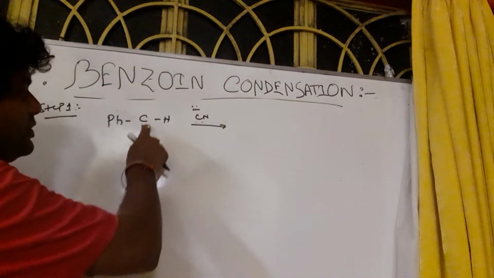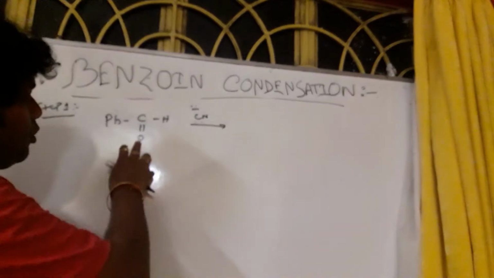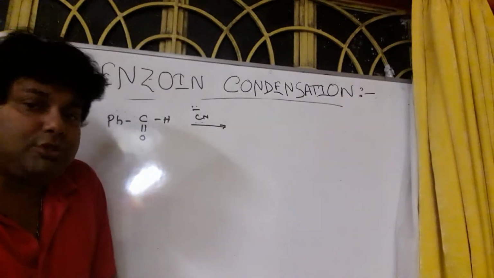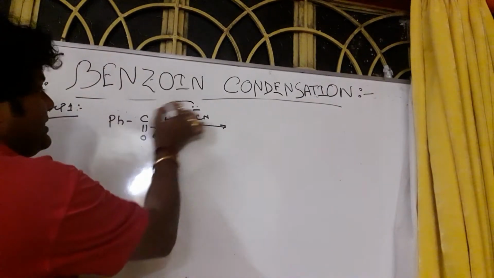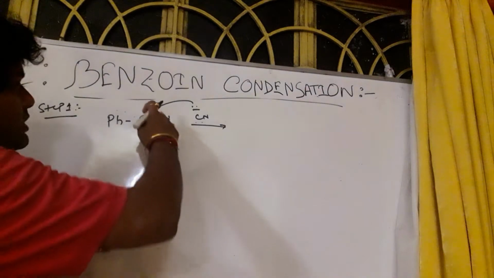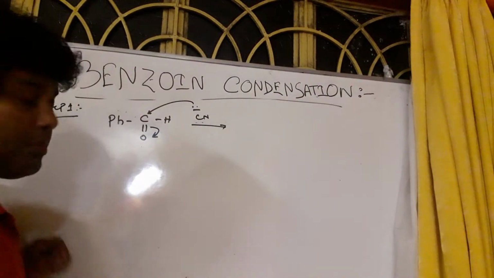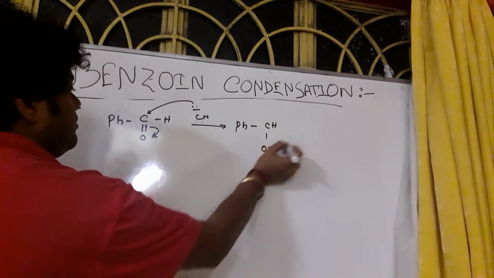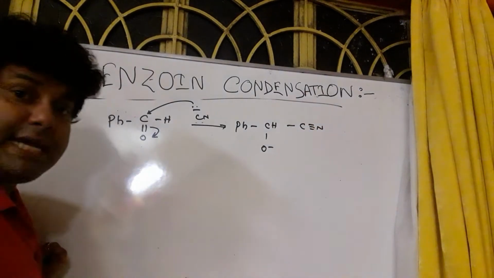This polarity of the C=O bond is that carbon will get a partial positive charge and O will get a partial negative charge. Why? Because of the electronegativity difference between both of them. So this CN minus takes the advantage of this positive charge and as a nucleophile it attacks on the carbon atom, which will give you an alkoxide type of product.